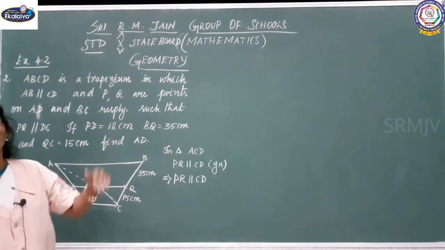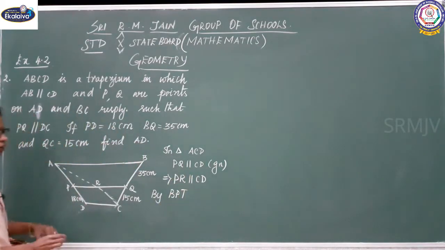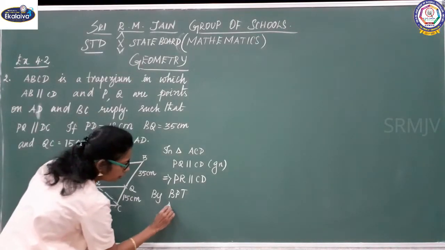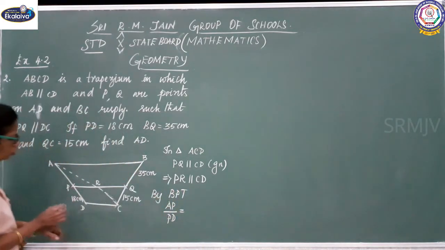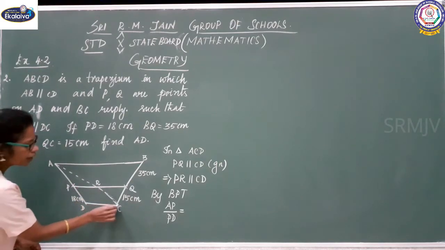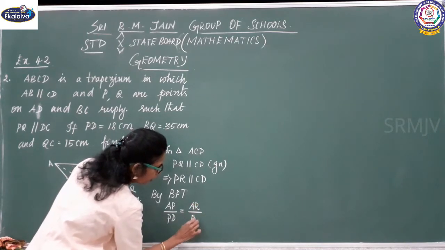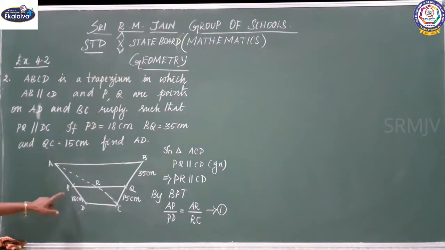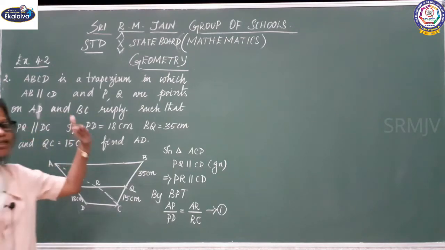Now PR is parallel to CD, so you apply the theorem, BPT. AP divided by PD equals AR divided by RC. This is your equation number 1. Now you know the value of PD alone. PD is 18 centimeter. You don't know AR and RC. Let it be as such. At the end we can apply.